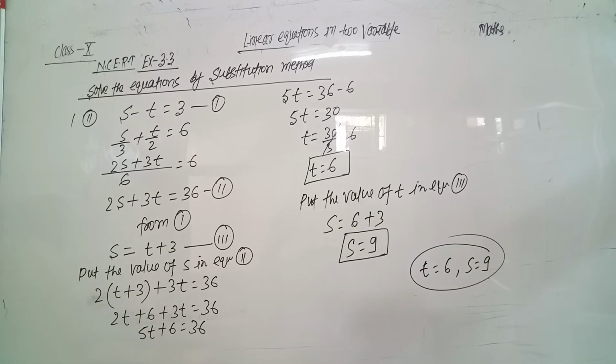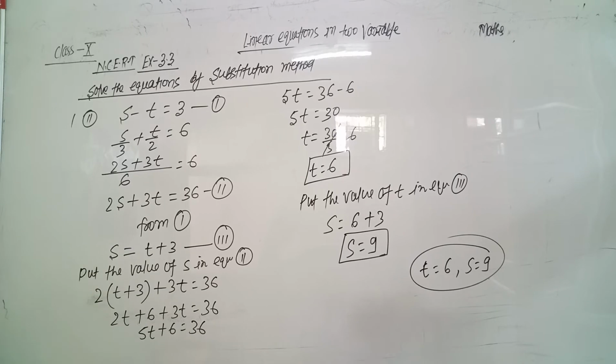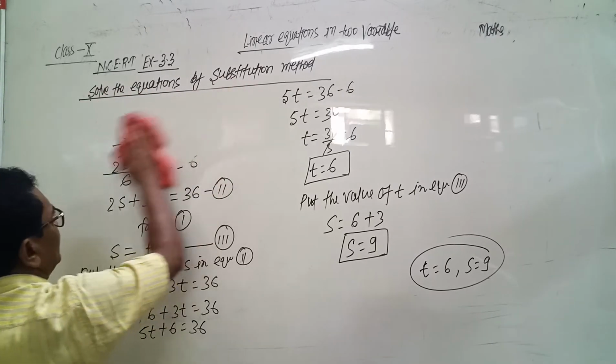So in substitution method, we are given two equations. From the first or second, we eliminate one of the variables, and then we put it in the other equation. We get the values of the two different variables.